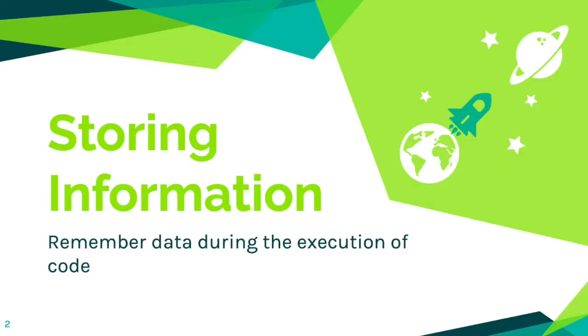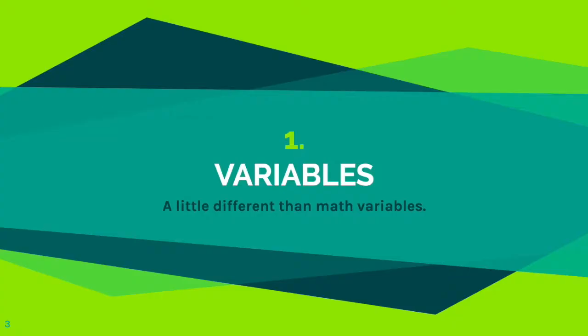Because if you can't store information, you can't really do much with your code, because you will always be forgetting the things that you do. So that's why it's a good idea to store information. And the most basic way to store information in programming is through variables.